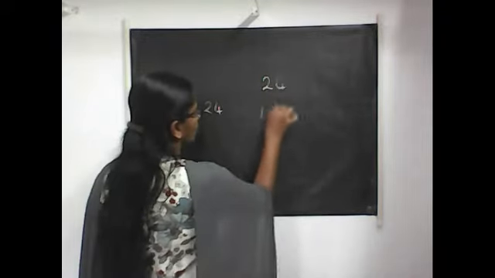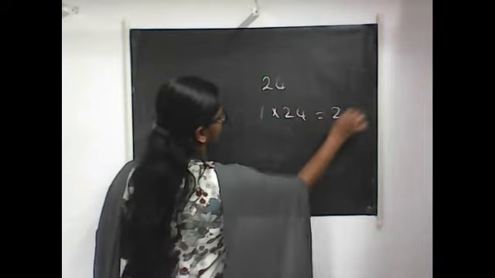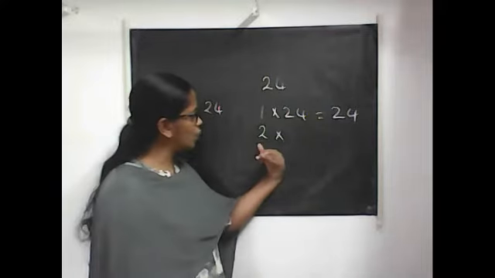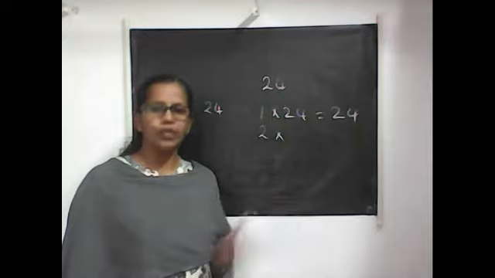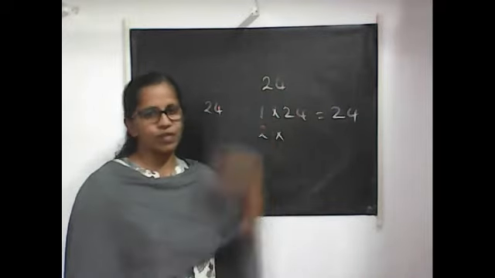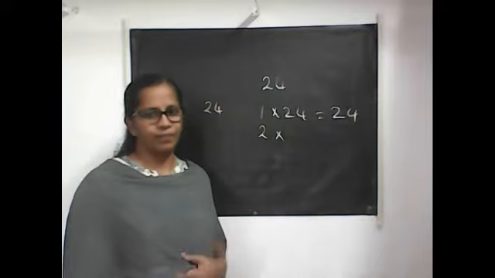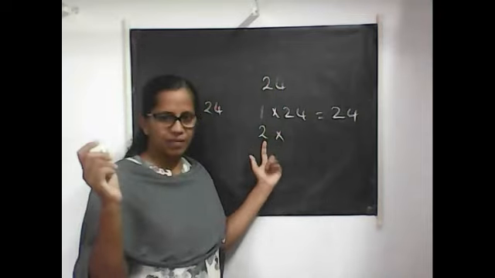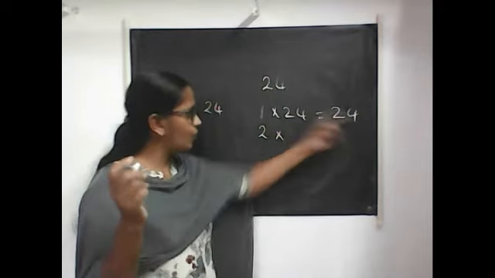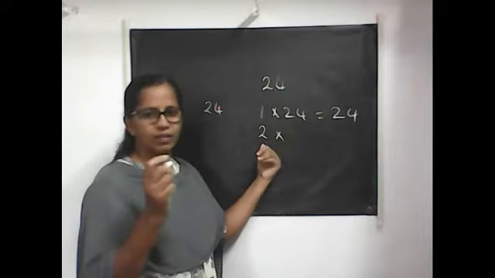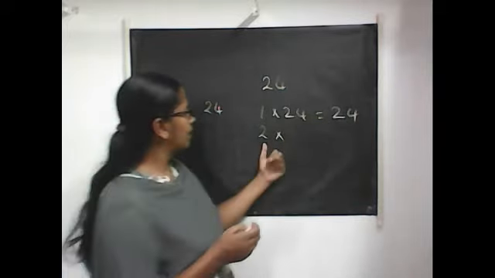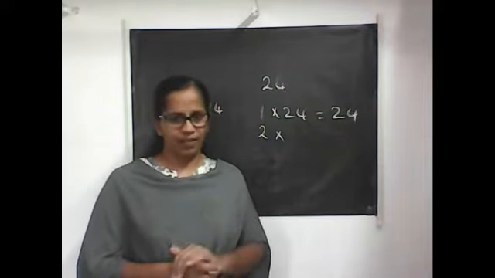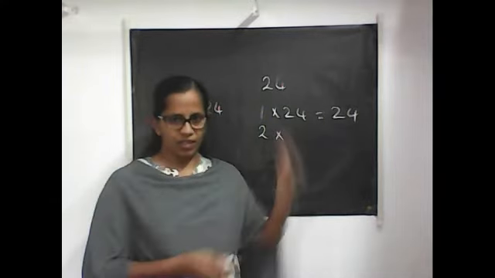24. So we know that 1 into 24 is 24. Second, we are going to see the 2. Listen well. In 2's table, we know that 10 into 2 is 20. The given number is above 20. So above 12 it will be there. We have studied 2's table up to 10, and up to 10 it is 20 only.